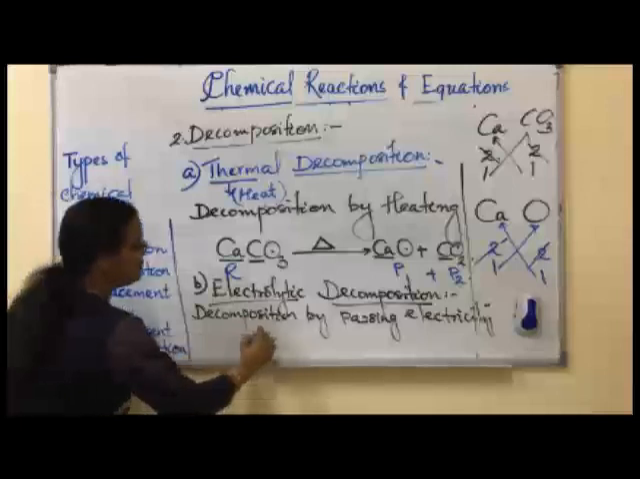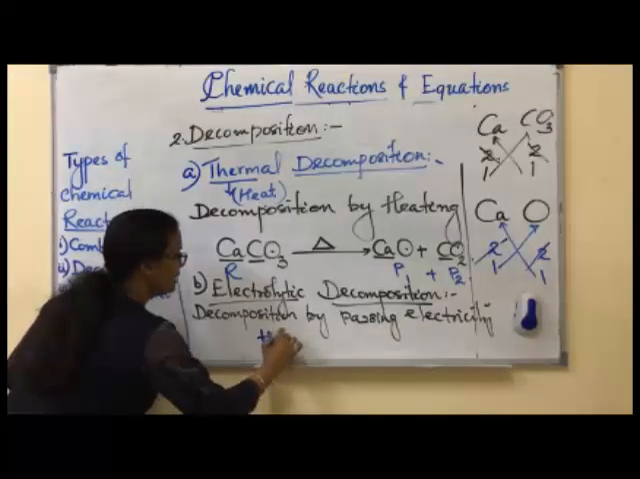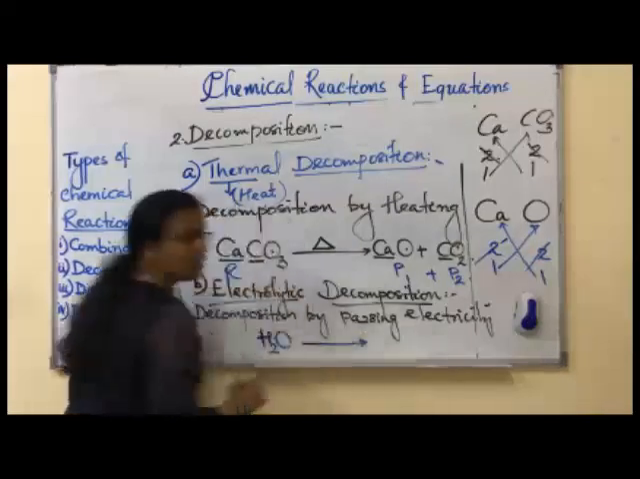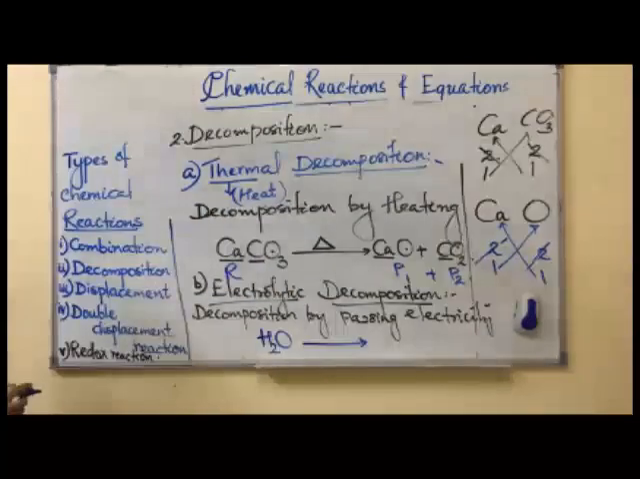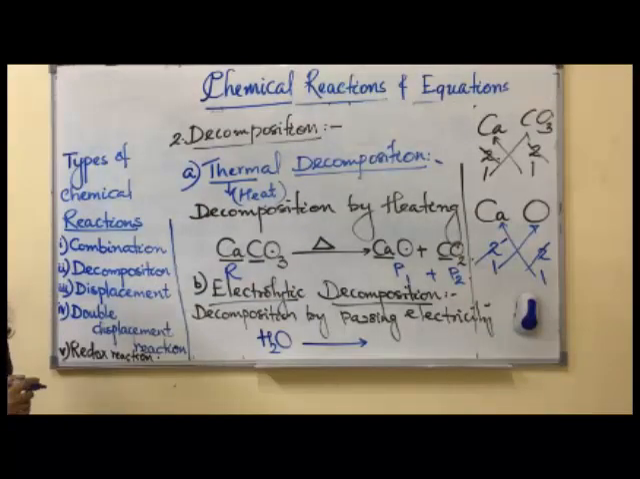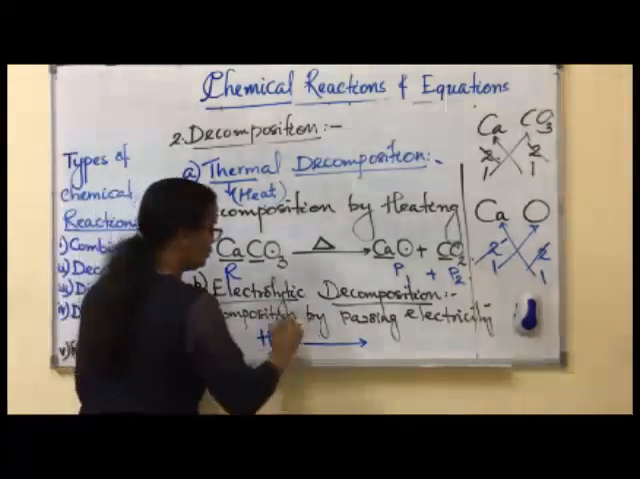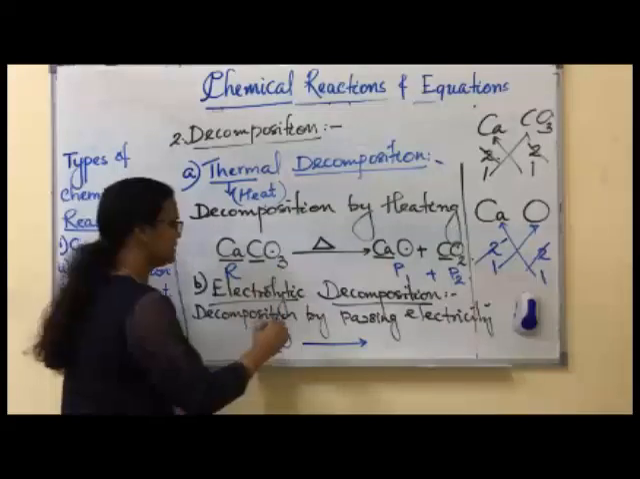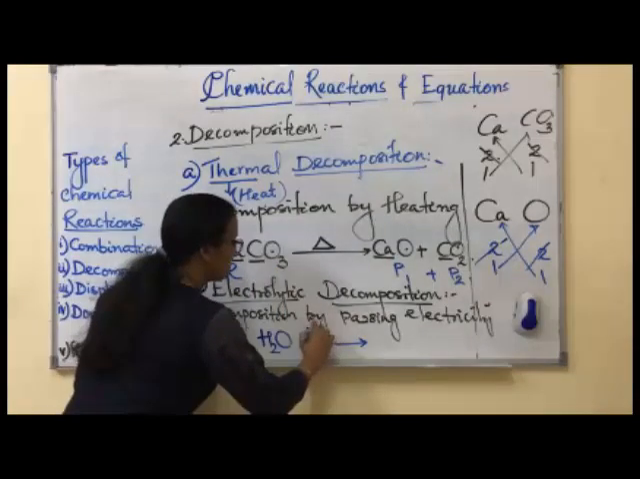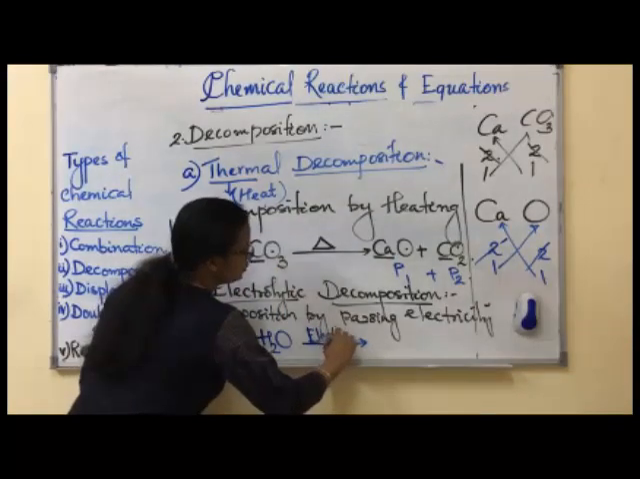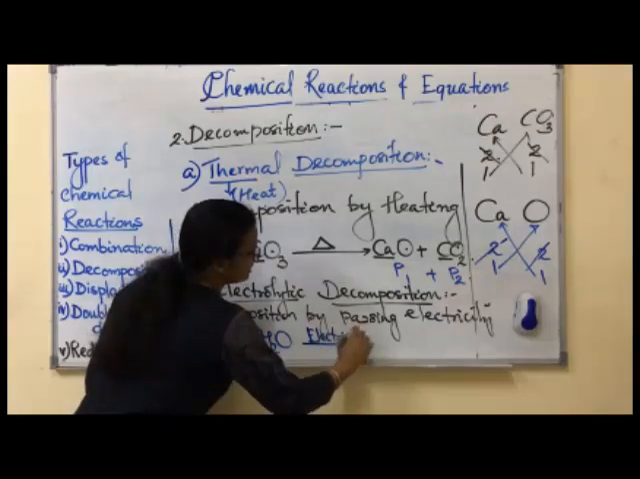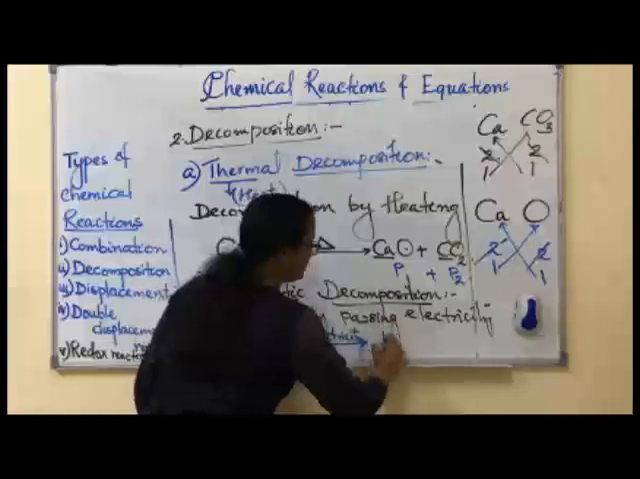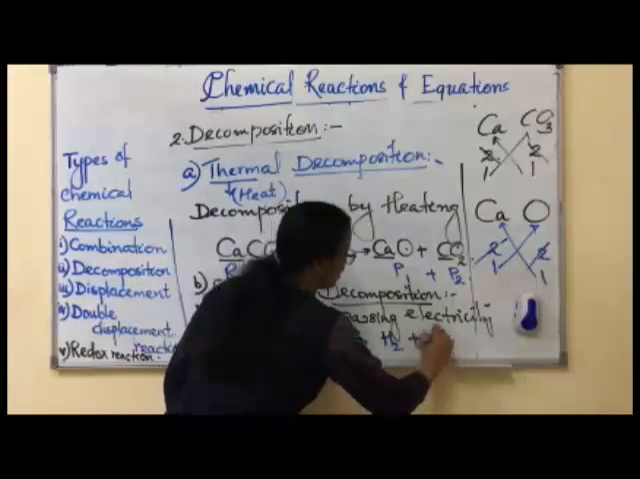For example, we can take water, impure water, because pure water does not allow electricity to pass through it. So you take impure water by adding a little amount of acid or a salt or something. And if you are passing electricity, there is no symbol for electricity, so you have to write electricity above the arrow mark, and you will get hydrogen gas and oxygen gas.